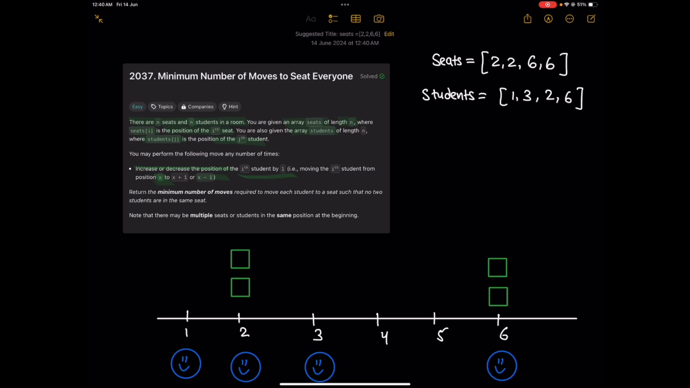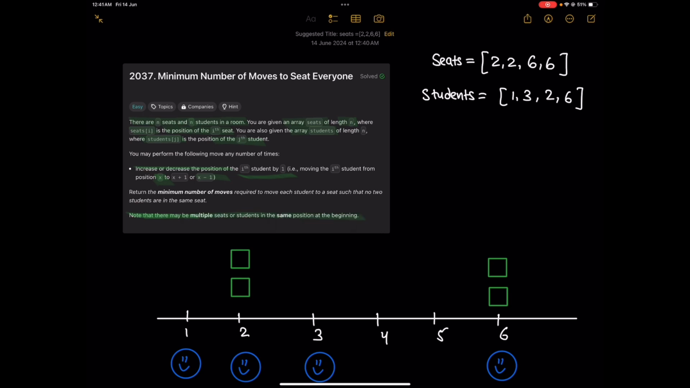such that no students are in the same seat. So we don't have to make the student sit on the same seat. Now when I say same seat, it doesn't mean the position of the seat cannot be same. We will discuss that later. So see this important line: there may be multiple seats or students in the same position at the beginning.